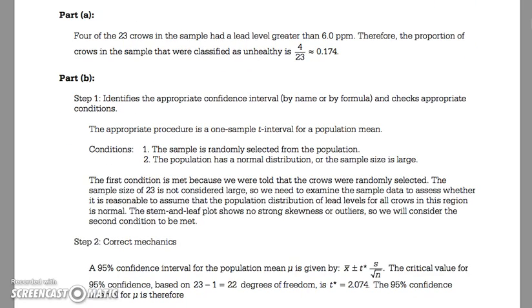So for solution A, you should have written something similar to: 4 of the 23 crows in the sample had a lead level greater than 6.0 ppm. Therefore, the proportion of the crows in the sample that were classified as unhealthy is 4 over 23, which is equal to about 0.174.